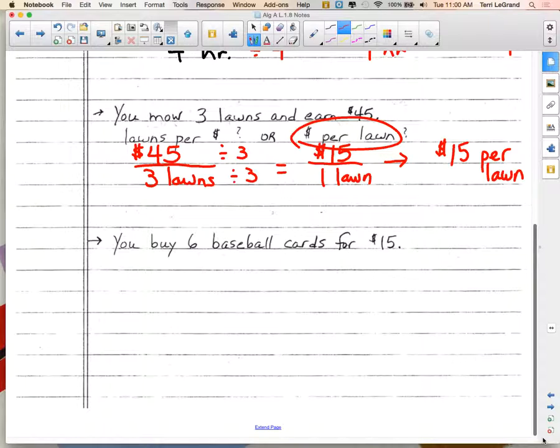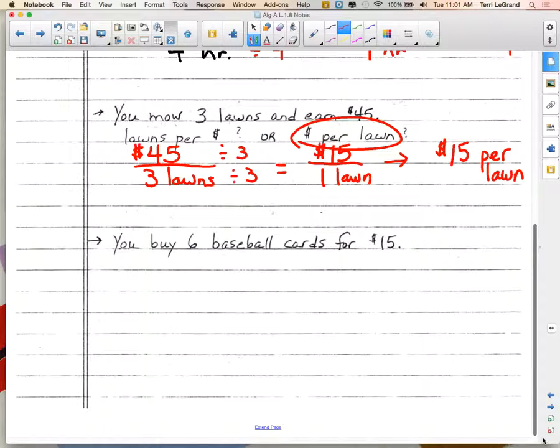Let's share our thoughts on that before we get too far into this problem, okay? What do you think? Do you think it would make more sense to figure this out as cards per dollar? How many cards can you get for every dollar? Or does it make more sense to figure out how much it costs you in dollars for a baseball card? Which way do you think makes better sense?